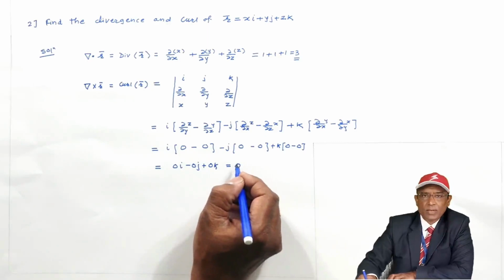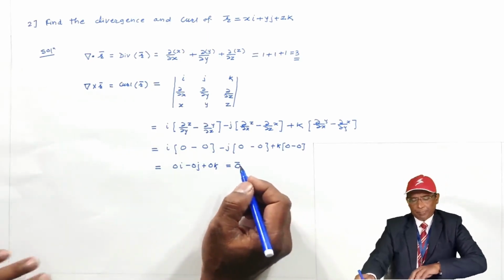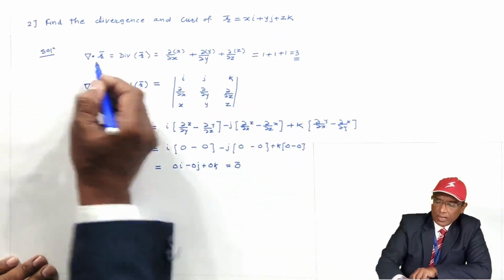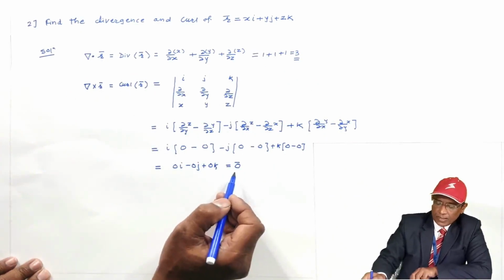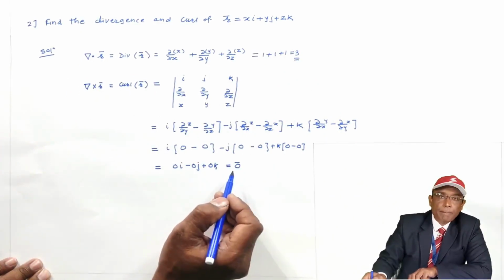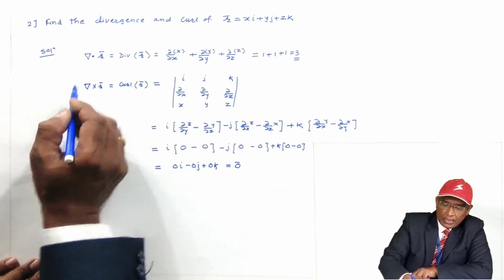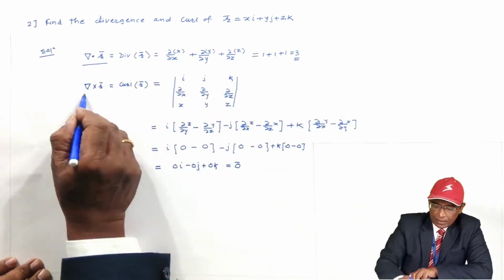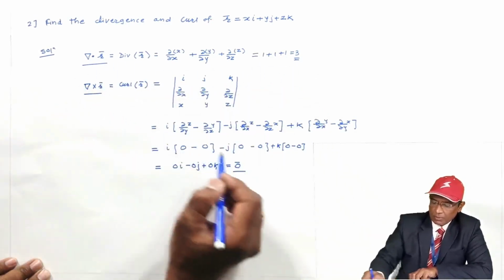Zero vector, if you write 0 it is okay. You can write 0 bar also. Means the curl of r bar is 0. Del dot r bar is 3, curl of r bar is 0. In further calculations, when you solve problems in vector integration and differentiation, I will directly use this result. Del dot r bar is 3 and del cross r bar is 0.